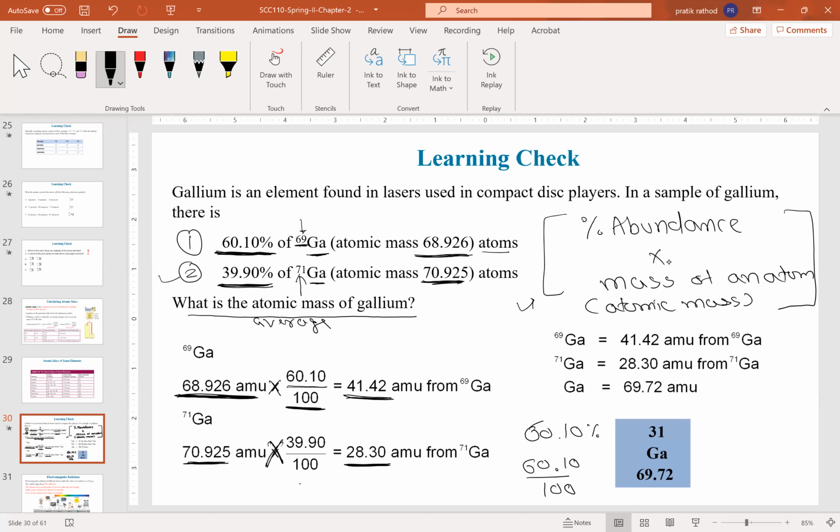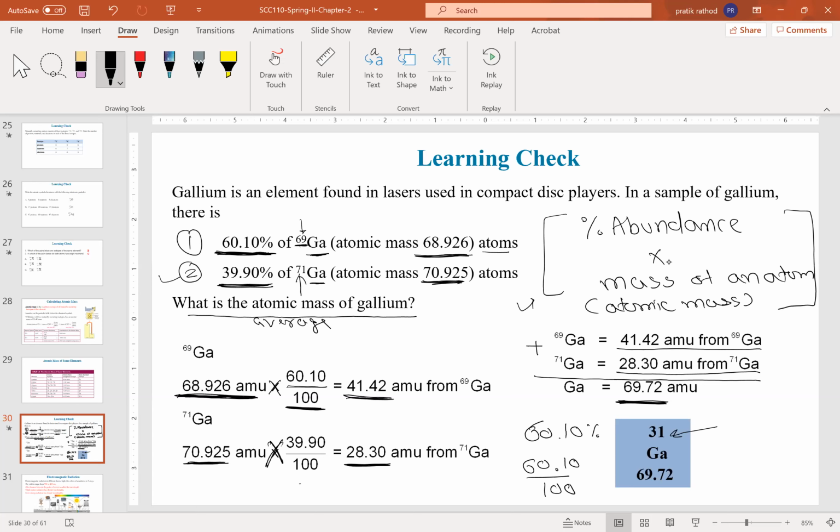What we are going to do is add them up. So this is the number that we get from the first isotope. This is the number we get from the second isotope. So if we add them up, it is going to be 69.72. So that is the reason why the gallium, right? You can look at the gallium in your periodic table. The atomic number is 31. The mass number is going to be 69.72. The reason is it has 2 different isotopes which are present in different percentages.